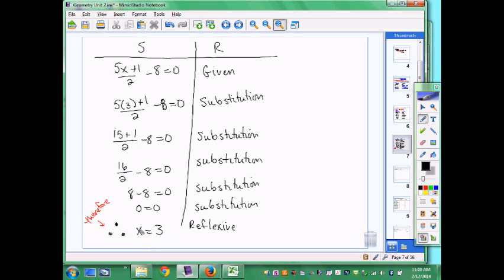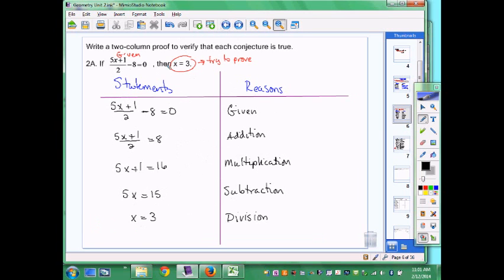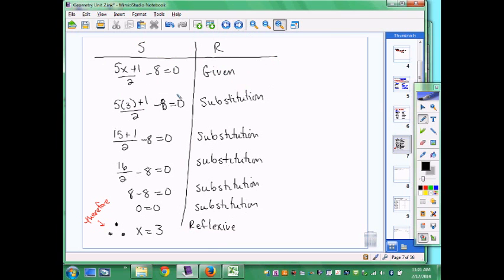So the reason I can say reflexive, even though this is not reflexive, this was. We use substitution to get from here to here. Then that is true of the reflexive property. So that tells me that the 3 I substituted in way back at the top was true. So that's why I say therefore x equals 3 based off of the reflexive property. So there are 2 ways you can get to this. You can either go through the solving and write down the steps of what you're doing as you go, or you can plug in the answer and make sure you get a true statement.